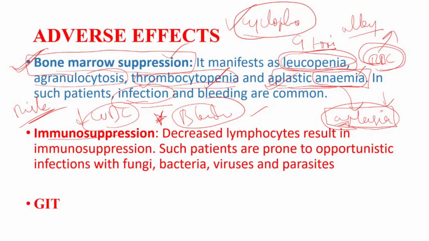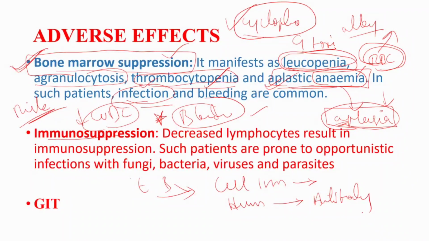Next, the patient will have immunosuppression. Immunosuppression is very similar to bone marrow suppression. In immunosuppression, especially, T cell and B cell activation decreases, and with that, cell mediated immunity and humoral immunity. No cell mediated immunity is seen, and no antibodies are produced. So in the absence of cell mediated immunity and antibodies, the patient will have a high risk of opportunistic infections.